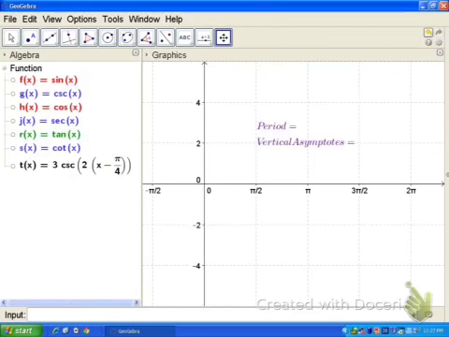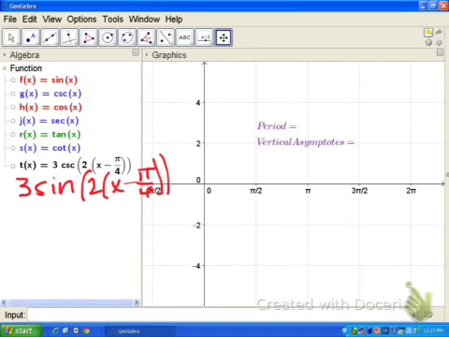So let's work together here and do one example of a more complex cosecant graph. What I have here, t of x is 3 cosecant of 2 times the quantity x minus pi over 4. And what we would like to do is come up with the correlating sine function. So we're going to actually graph 3 sine of 2 times the quantity x minus pi over 4, because that's going to be the function that helps us graph cosecant.